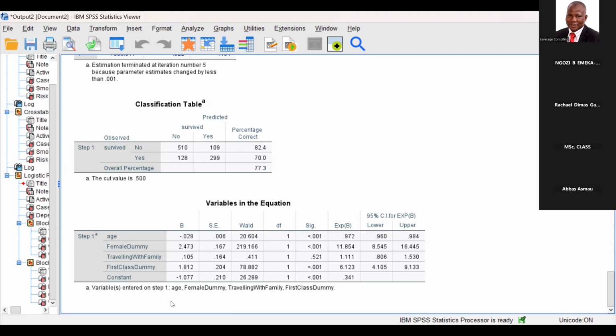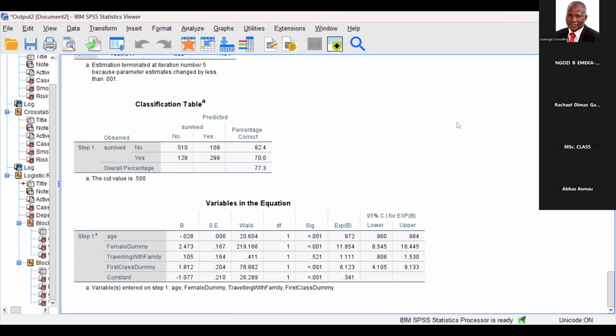Imagine now, if I put traveling alone there, it will give me the same results, because it's either travel with family or travel alone. All those standard errors and the Wald statistic will be exactly the same, but the odds ratio will be in the opposite direction. It will be less than 1.